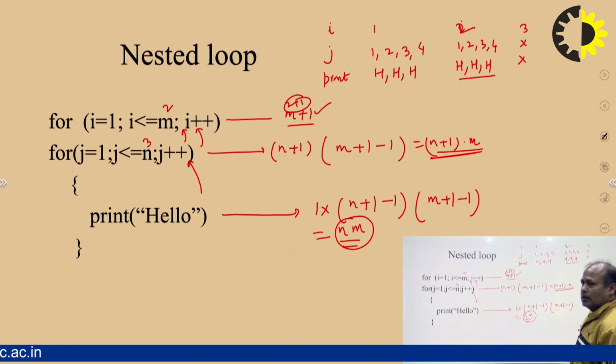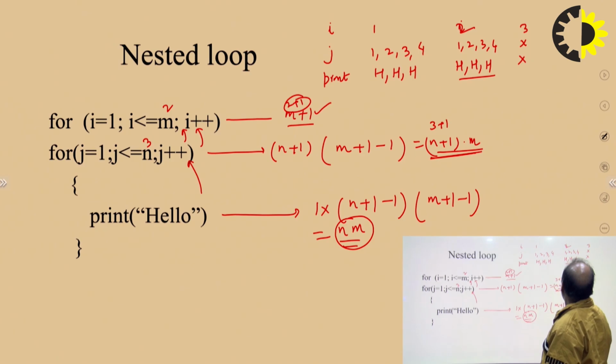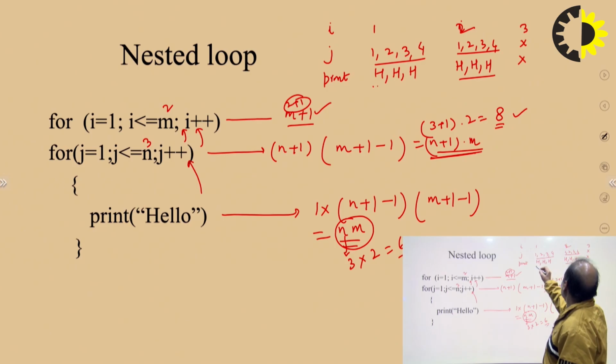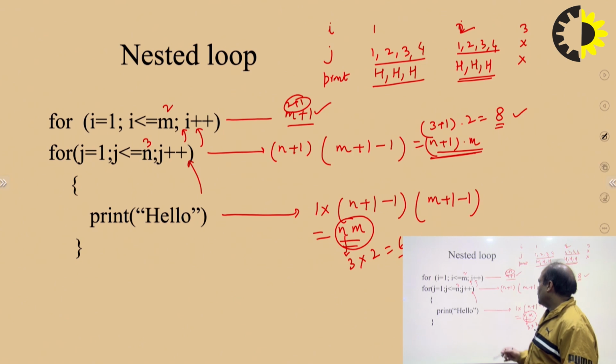So n is how much? n is 3. So 3 plus 1 into m. m is 2. So 4 times 2 becomes 8. Correct. Yes. Look at here, 4 and 4, 8 times. This is in line with our own discussion. Print hello is 3 into 2, 3 into 2 means 6. Yes. 6 times hello was printed. So this is correct. That means this answer is correct.